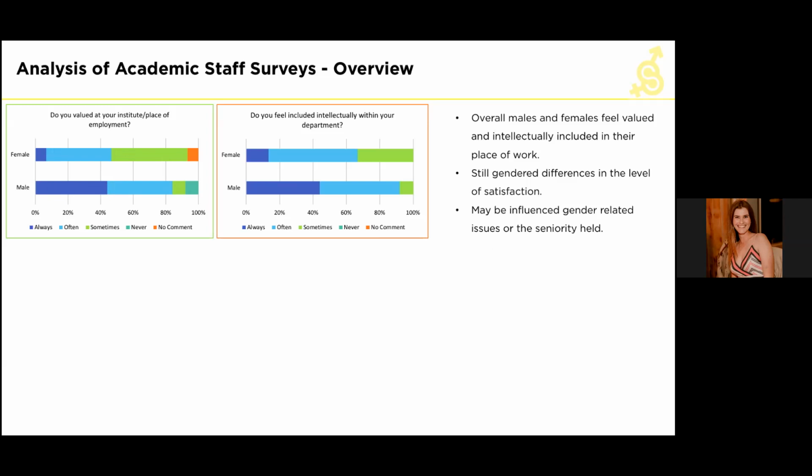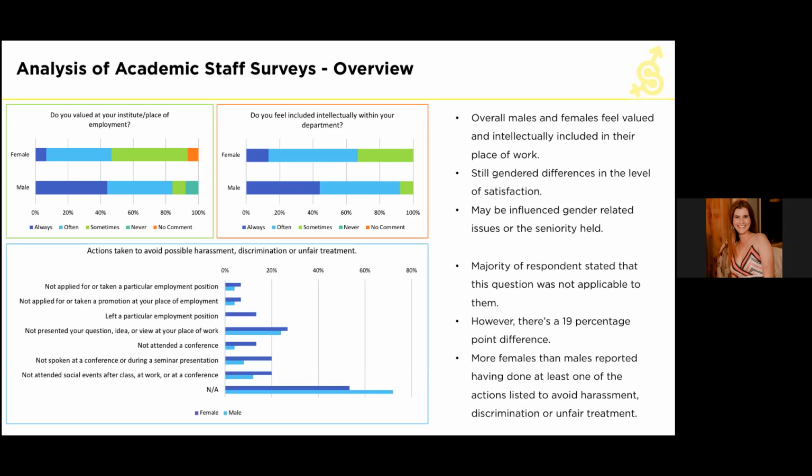However, one cannot really just assume that this difference is solely a gender-related issue, and it is possible that academic seniority has an influence on the respondents' answers. For example, the only female to answer always to the question of whether they feel valued was a professor. And likewise, the 4 male respondents who answered sometimes and never hold less seniority, as they were lecturers and junior lecturers.